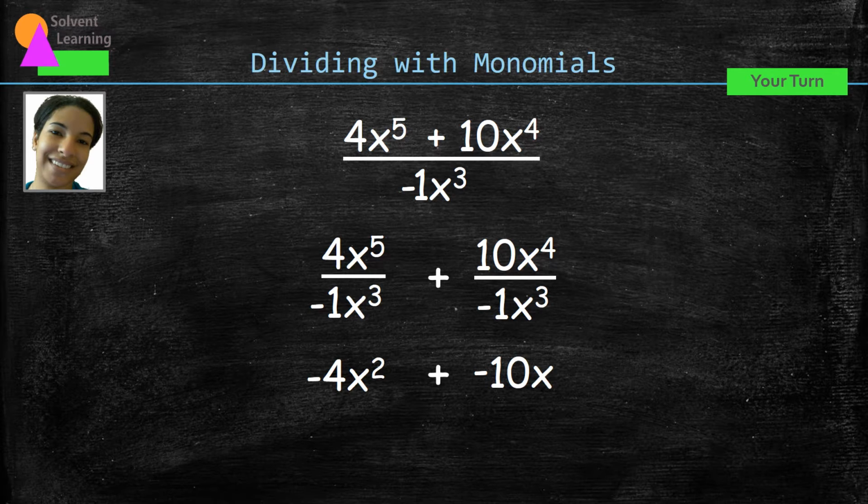Now you can leave this answer just like this, it's perfectly fine. However, if you see plus and then a negative term followed by it, you can change that to subtraction. So we can also write this answer as negative 4x squared minus 10x. Either way, they both represent the same answer.